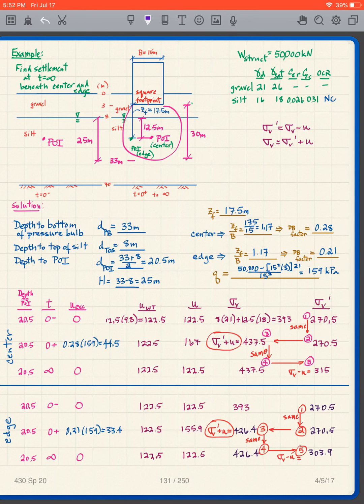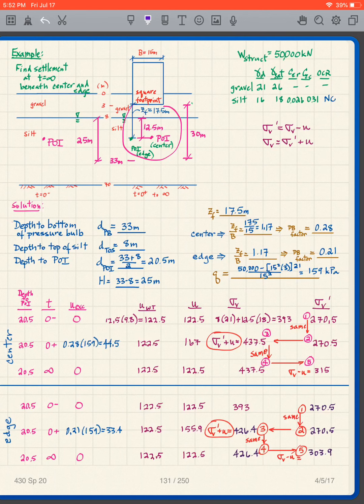So I now have my pressure bulb factors. To get my Q, the weight of the structure is 50,000. The weight of the soil removed in the basement is the volume, which is 15 squared times 3, times the unit weight of the gravel, which is 21. And then we divide all that by the 15 squared, the area of the footprint. I get my Q is 159 kilopascals.